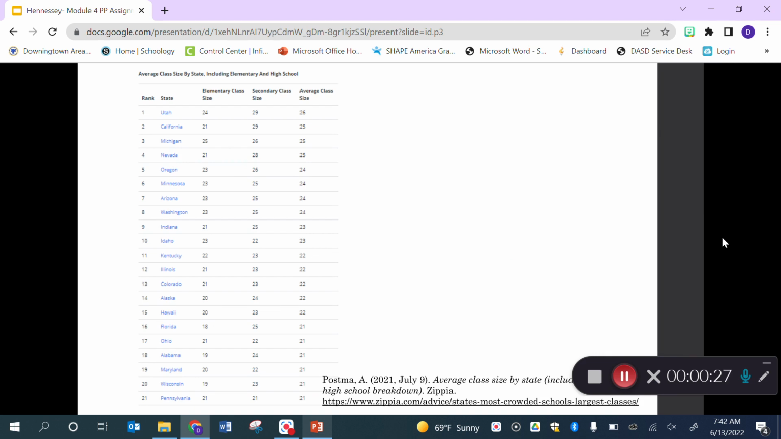We're going to start by looking at this chart. This chart is depicting the average class size by state, including elementary and high school levels. Where I teach in Pennsylvania, the average class size is about 21 per student. The district that I teach in has 10 elementary schools, and the school that I teach in personally has about 25 to 30 students per classroom.